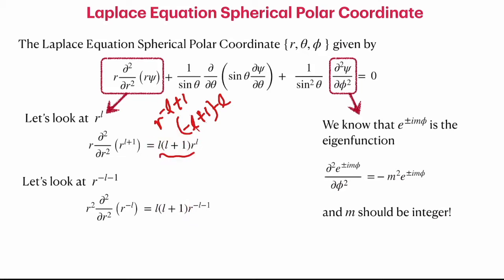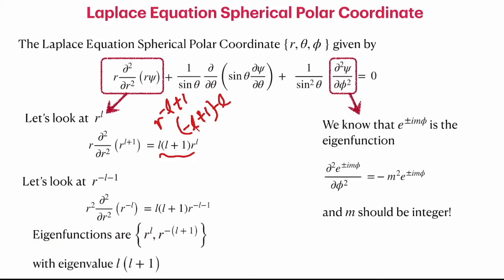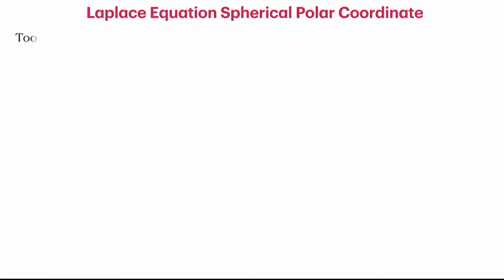So these two eigenfunctions are convenient. So we can state that the eigenfunctions of this differential operator are r power L and r power minus L minus 1 with the eigenvalue L into L plus 1. Then we need to substitute these in our differential equation. We have two eigenfunctions which we have to expand, and then see what kind of differential equation is left out for the theta term, and then we have to simplify.